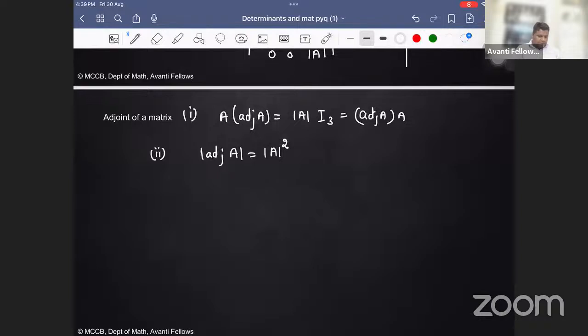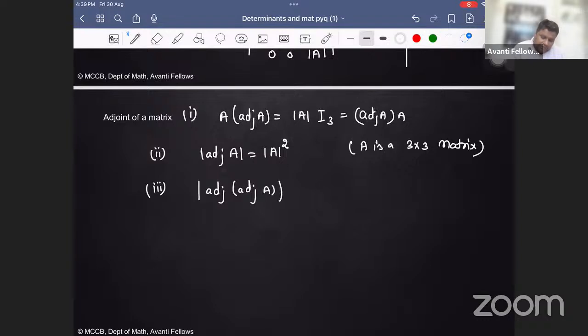Determinant of adjoint A is determinant of A squared. That is valid only if A is a 3 by 3 matrix. Third point. Now see, determinant of adjoint of adjoint of A will be determinant of A raised to the power 4. I could even write it as determinant of A raised to the power 2 raised to the power 2.